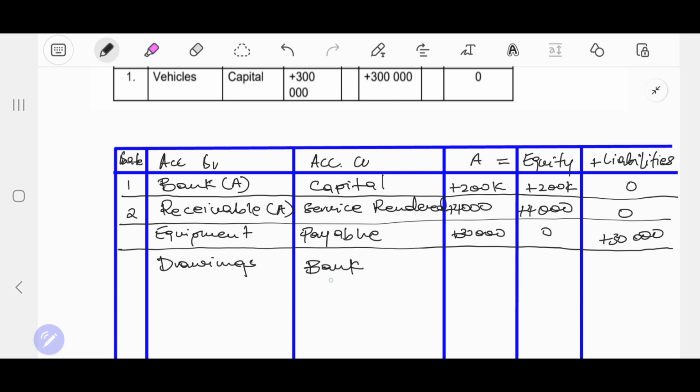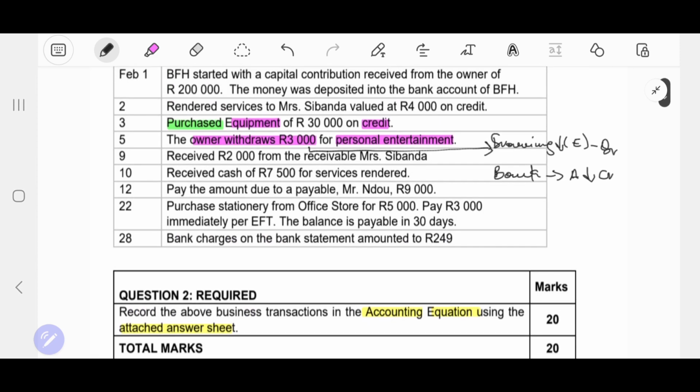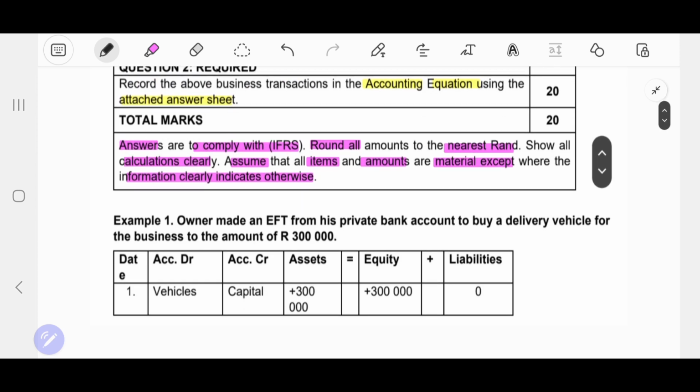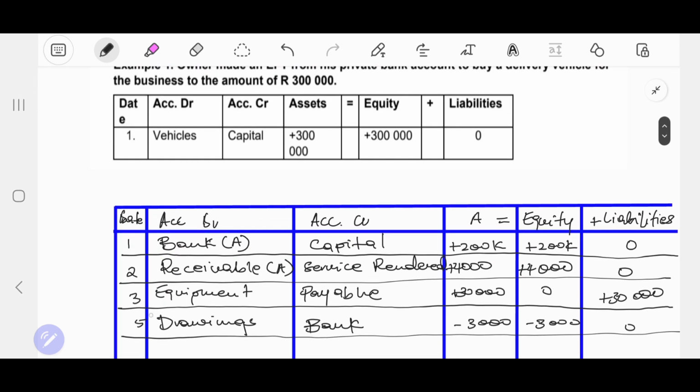But I don't want you to cram. Remember, I'm teaching you to be scholars of accounting. I don't teach people to cram. I want you to understand why you even debit the drawings. You must know it and say it with confidence. So he withdrew 3,000, which means our drawings are going to decrease equity by 3,000, and then they will also decrease our bank by 3,000. Nothing affects liabilities here. And then this is number 1. This is 2, 3, and then 5.